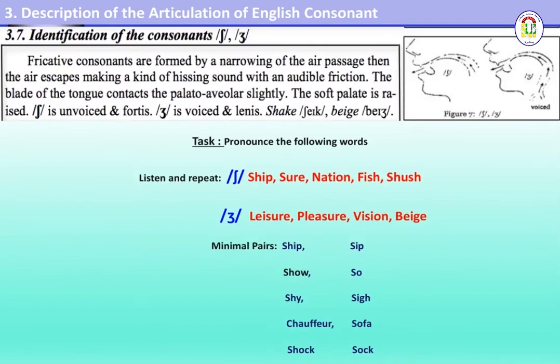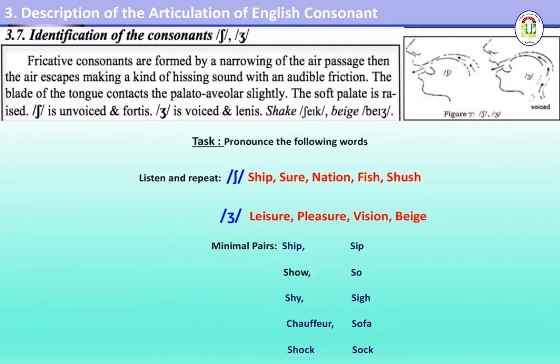Identification of the consonants sh and j. Fricative consonants are formed by a narrowing of the air passage, then the air escapes, making a kind of hissing sound with an audible friction. The blade of the tongue contacts the palato-alveolar region slightly.